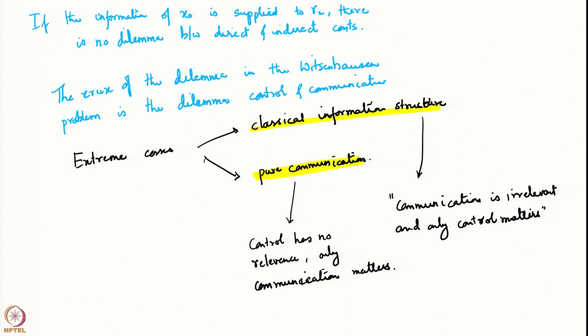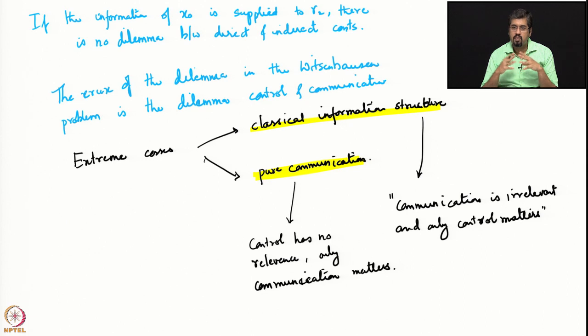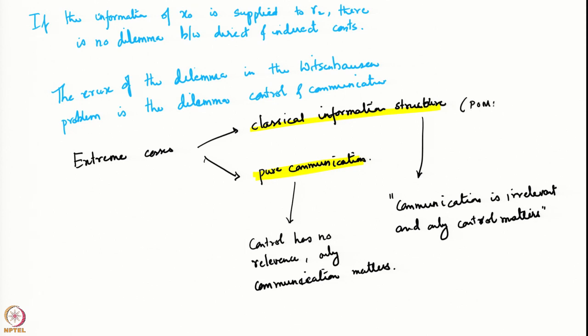So, thanks to this, what we see is that actually the Witsenhausen problem lies somewhere in between these two extremes. The one extreme in which communication is irrelevant and only control matters, which is the classical information pattern, where MDPs reside, POMDPs reside, and so on. The other extreme is a pure communication problem, where control has no relevance and the only issue at hand is communication. Now, I have not yet defined for you what a communication problem really is, but I will come to that in the following lectures. But nonetheless, remember that in spirit at least this is where the Witsenhausen problem finds itself, somewhere between these two extreme cases.